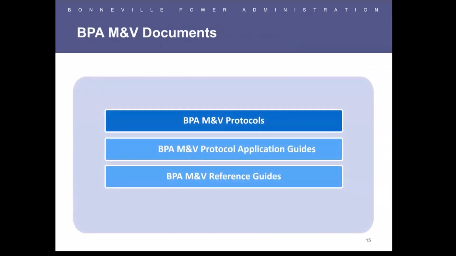So, okay, let's start off by looking at the documents. BPA has 3 categories of M&V documents. We have the main M&V protocols, which are the highest in the hierarchy. Those contain all of BPA's M&V approaches and methods. Then we have application guides and reference guides, and these are supporting documents to the M&V protocols. So let's just walk through these and take a look. We'll start with the M&V protocols.